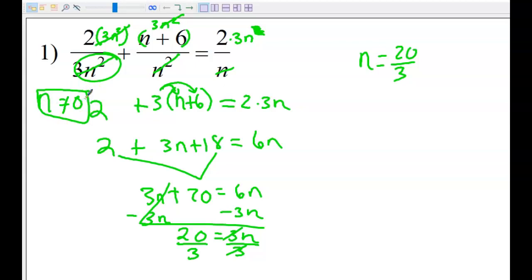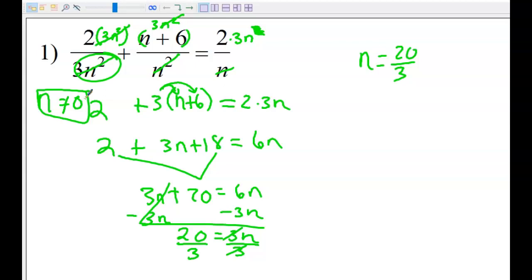Well, so yes and no. So here's the thing. Josh's question was, is that necessary? And the answer is yes and no. In this problem, it seems like it's not even necessary. What's my answer? 20 over 3. Is that n equals 0? No. So that's a good answer.